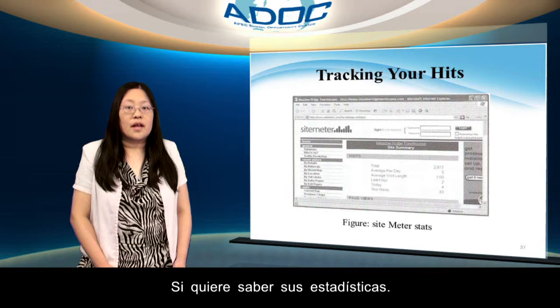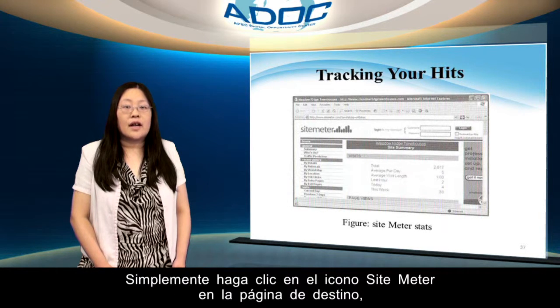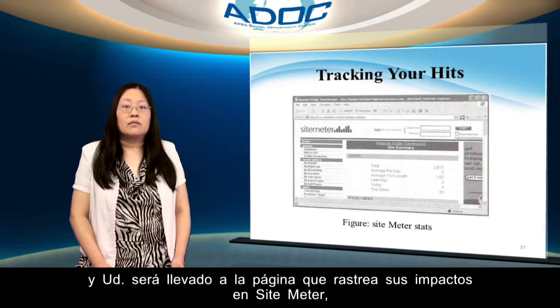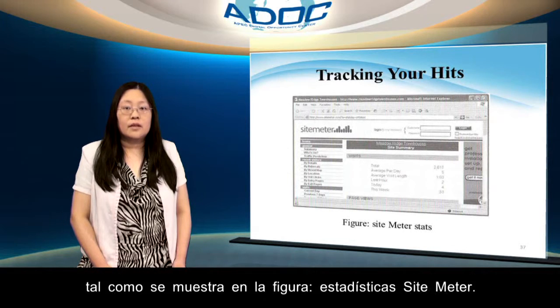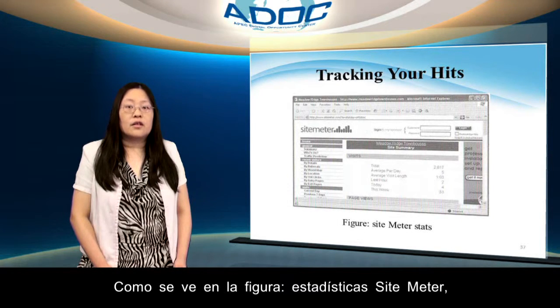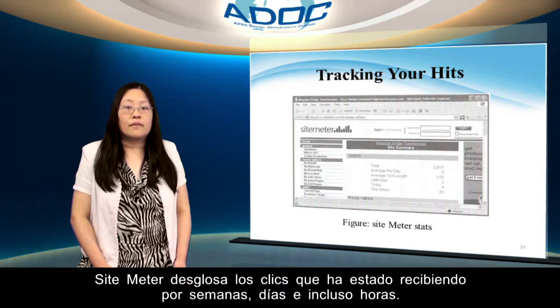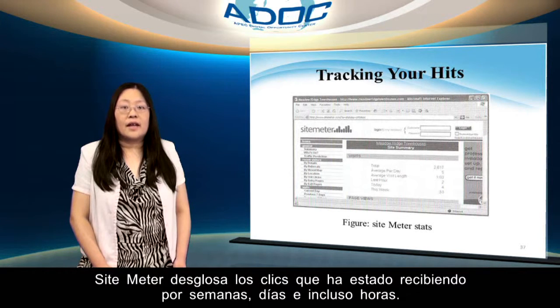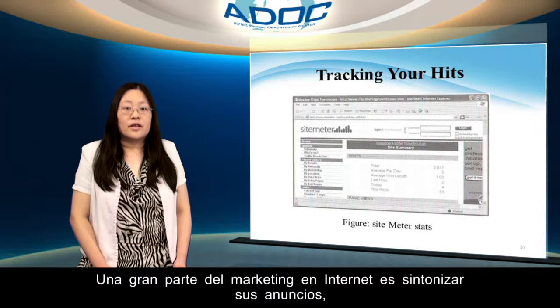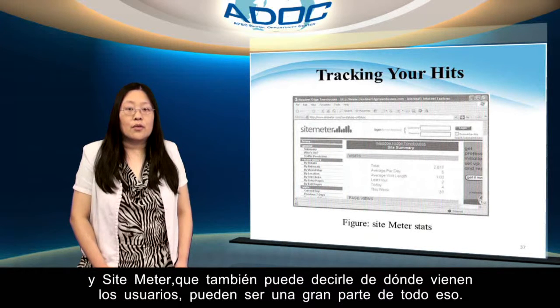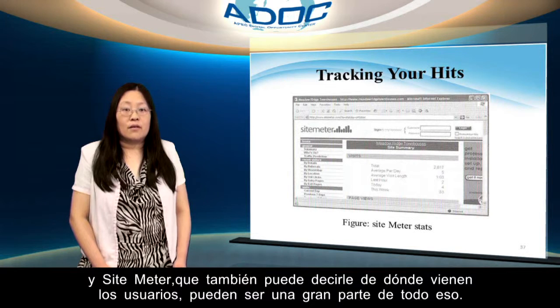Want to know your status? Just click the SiteMeter icon in your landing page and you'll be taken to the page that tracks your hits on SiteMeter, shown in the SiteMeter status figure. As you see in the figure, SiteMeter breaks down the clicks you have been getting by week, day, and even hour. A huge part of internet marketing is tracking your ads, and SiteMeter, which can also tell you where your users are coming from, can be a big part of that.